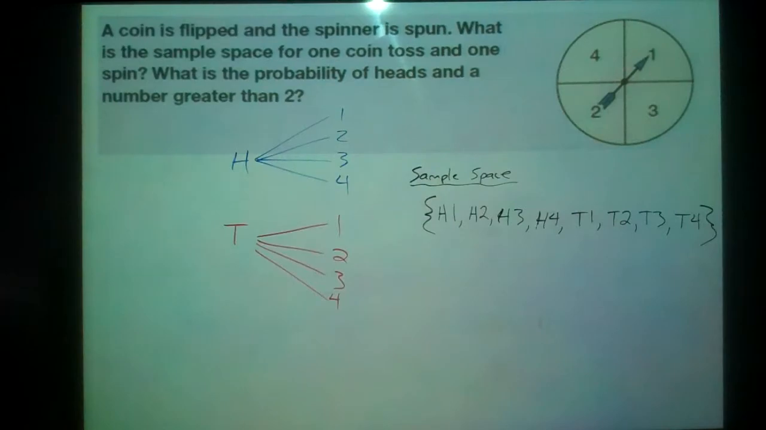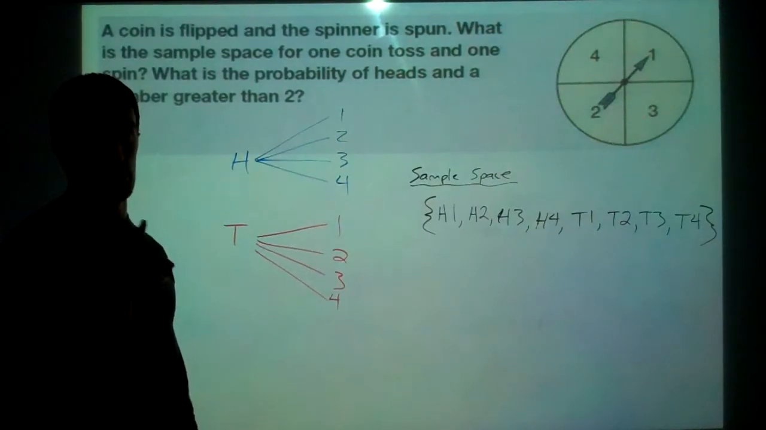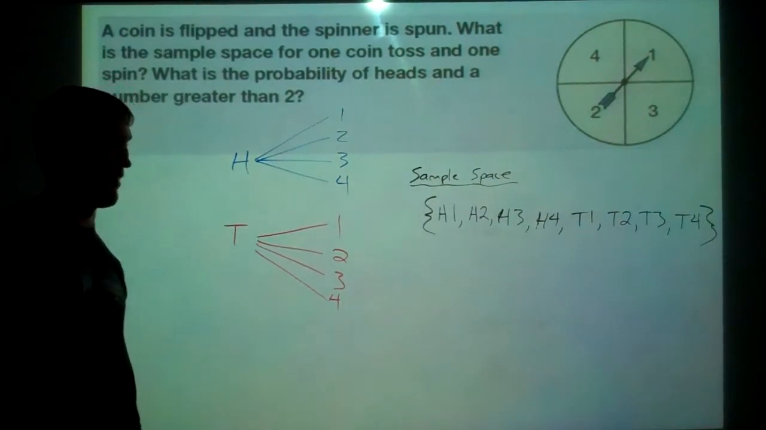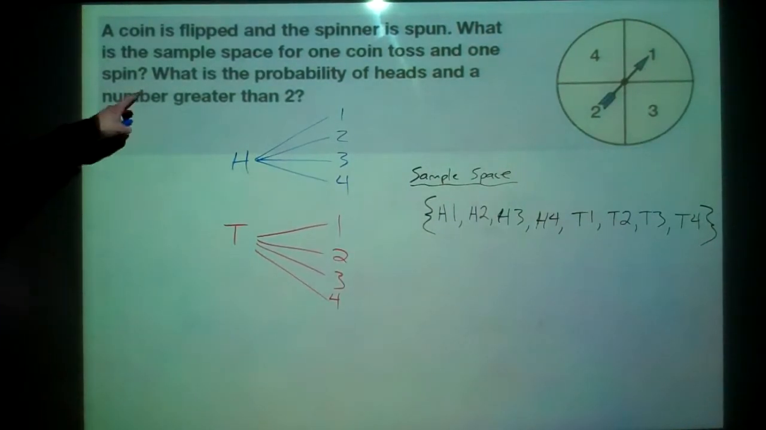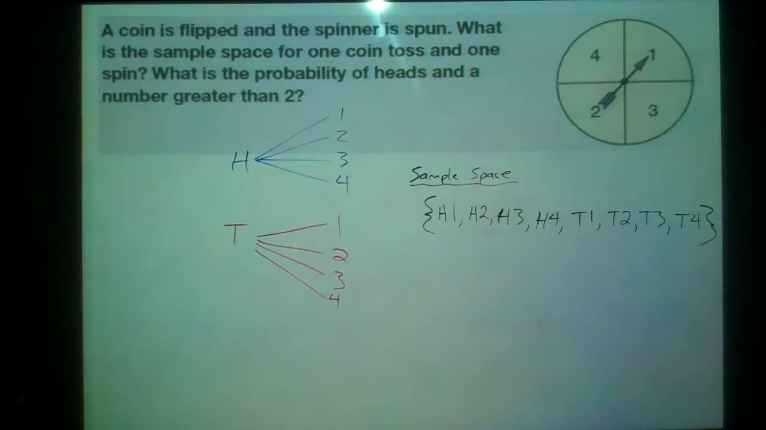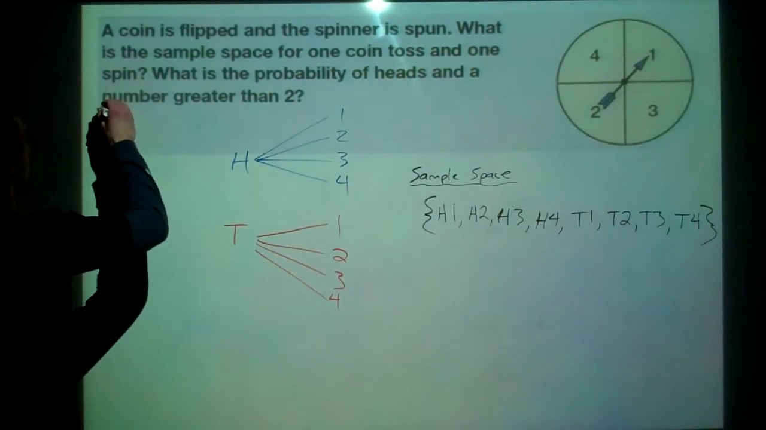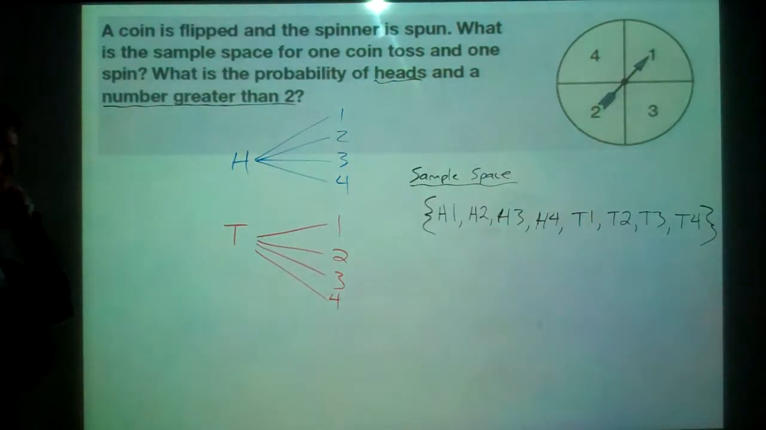It's for 1 coin toss and 1 spin. Alright, and it's important that it's only 1 spin and 1 toss, and we'll get into that later when we have more than 1 flip or more than 1 spin, that type of thing. We'll get into that in the future. So now our job is to figure out, now that we have the sample space, what is the probability of a heads and a number greater than 2. Greater than 2 and a heads, okay?